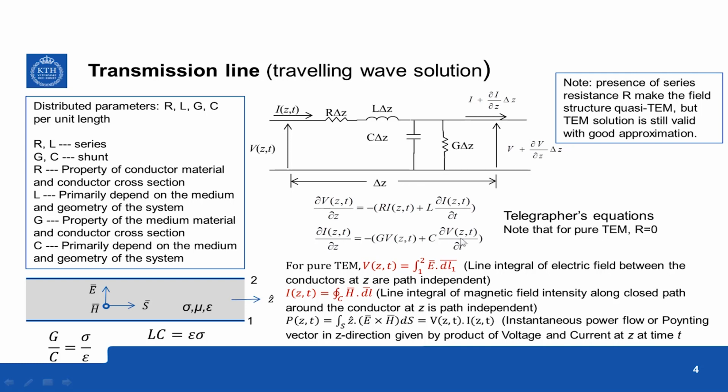Then we can write the second equation by the currents entering and leaving this node over here. So currents entering and leaving, the difference is this much, and that should be equal to the current entering over here. So you have this negative sign, and G V, voltage across this, plus C dV by dt. So we got the currents also. So this is the Telegrapher's equation.